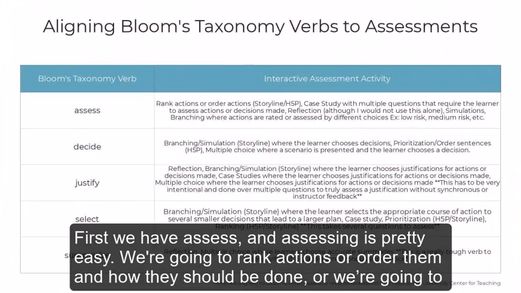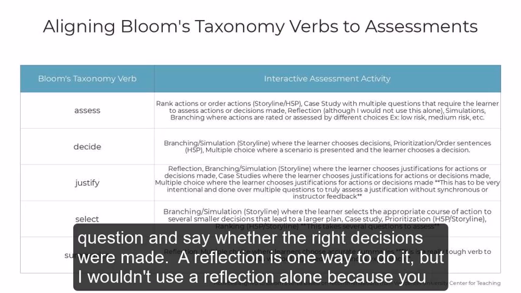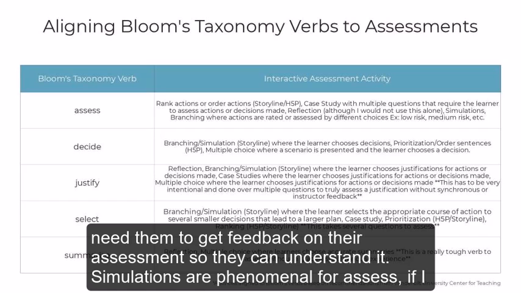First, we have assess, and assessing is pretty easy. We're going to rank actions or order them and how they should be done, or we're going to question and say whether the right decisions were made. A reflection is one way to do it. But I wouldn't use a reflection alone because you need them to get feedback on their assessment so they can understand it. Simulations are phenomenal for assess.